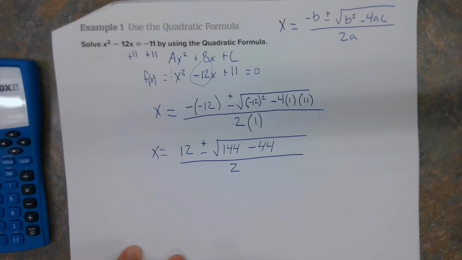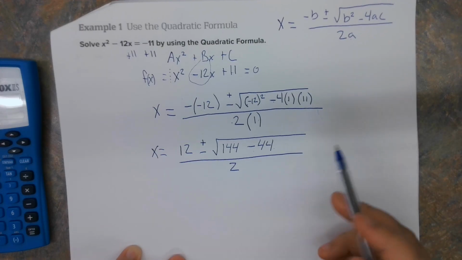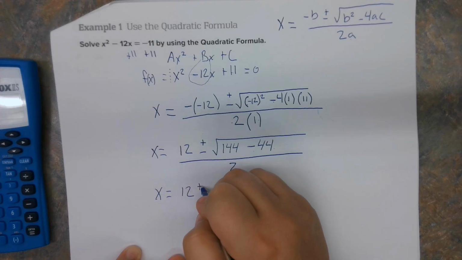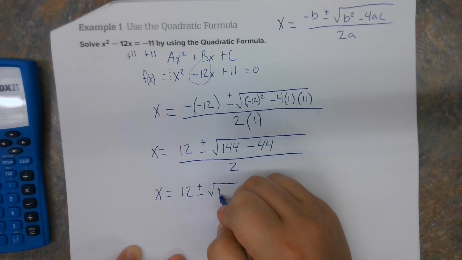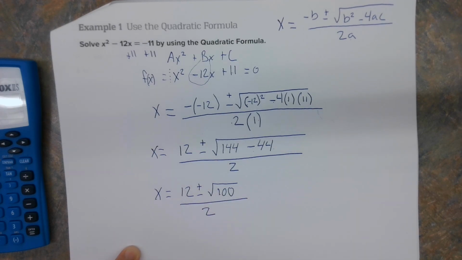Right now I can do something. I've got 144 minus 44. Well, that's going to be 100. So now I have x equals 12 plus or minus the square root of 100 over 2. Now I'm going to take this square root.